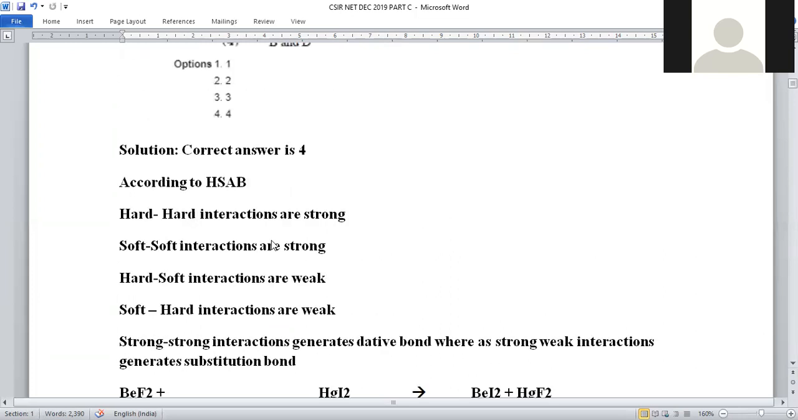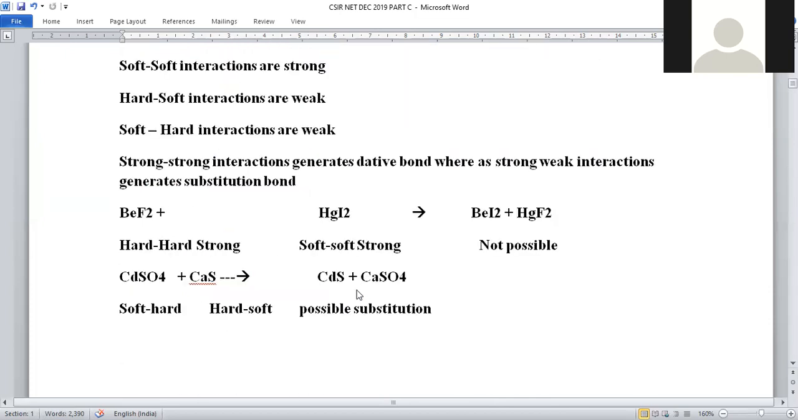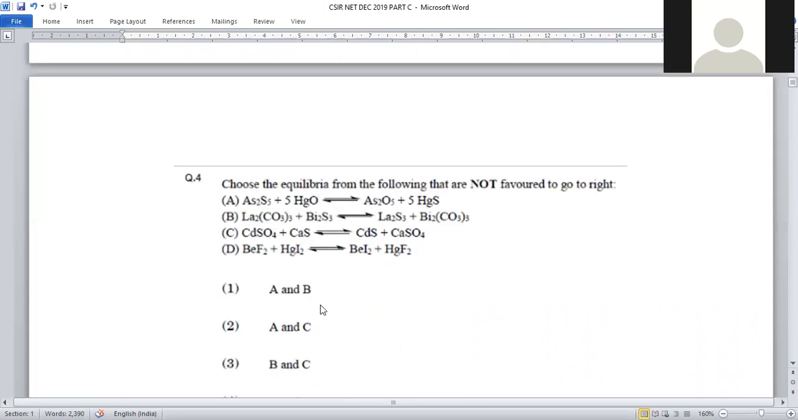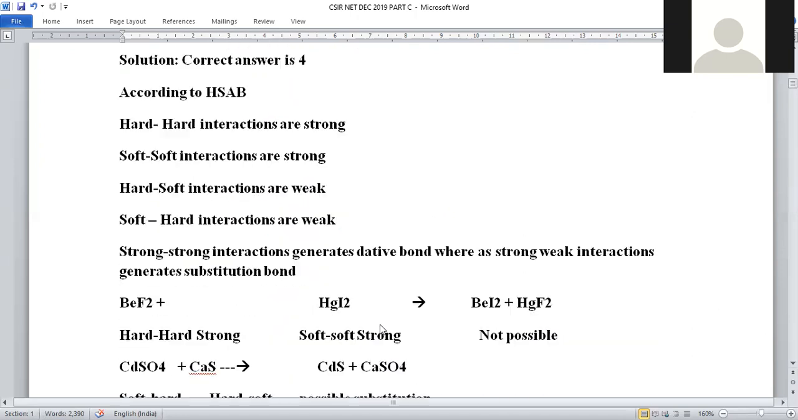So since all 4 reactions are substitution, the possibility will be strong-weak interactions. If the 2 atoms combining are strong-weak, then only there is a possibility of substitution. So let us see the HSAB application for all 4 reactions. Let us come to option number 4, where we are taking beryllium fluoride treated with mercury diiodide, and formation of beryllium iodide and mercury difluoride is possible, right?